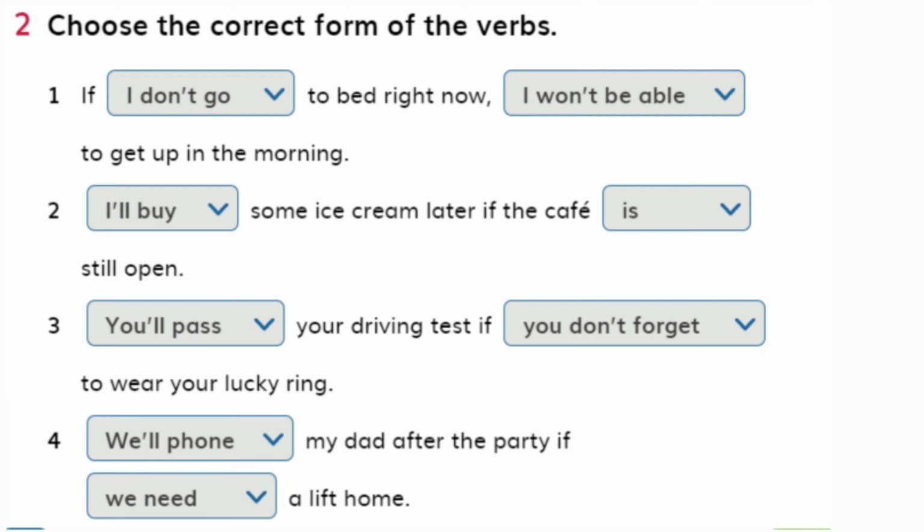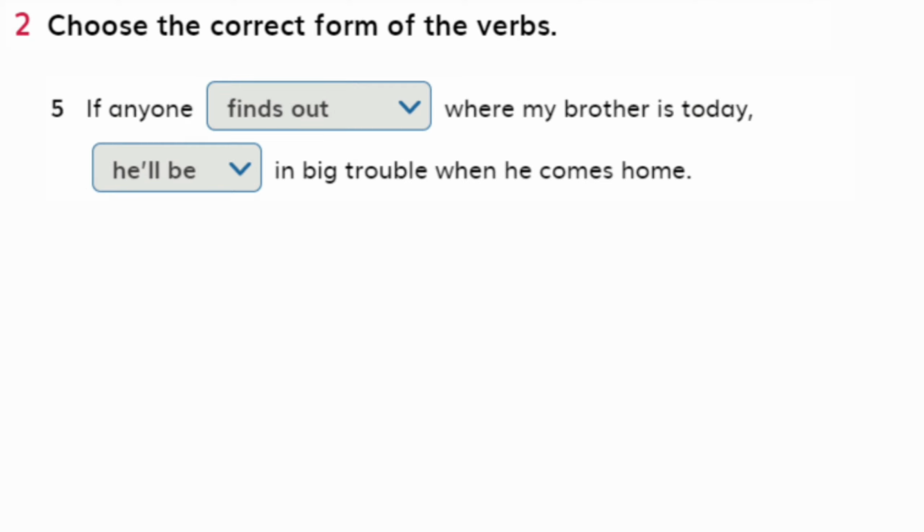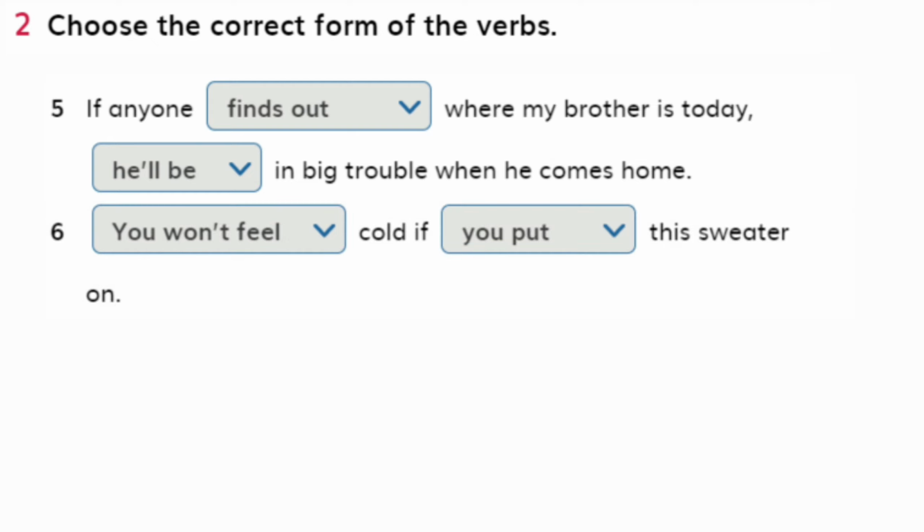Number 4. We'll phone my dad after the party if we need a lift home. Number 5. If anyone finds out where my brother is today, he'll be in big trouble when he comes home. Number 6. You won't feel cold if you put this sweater on.